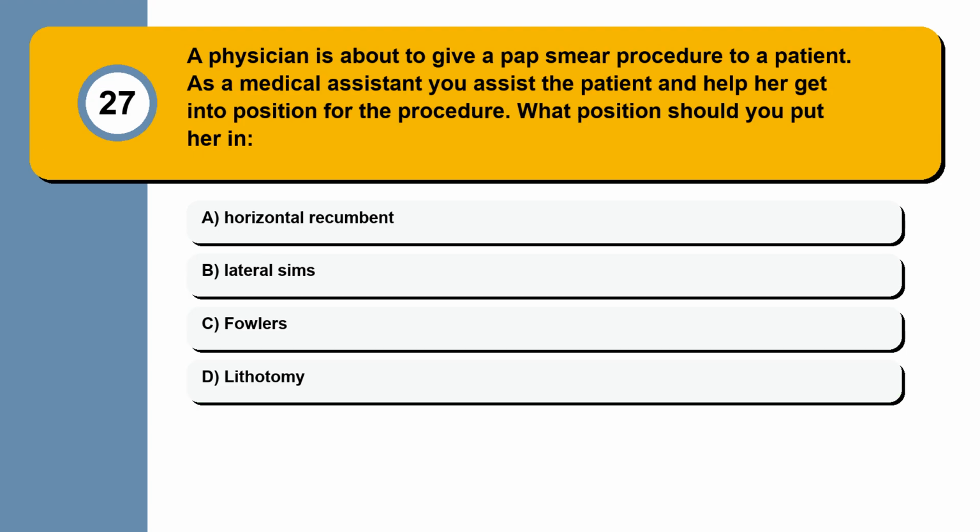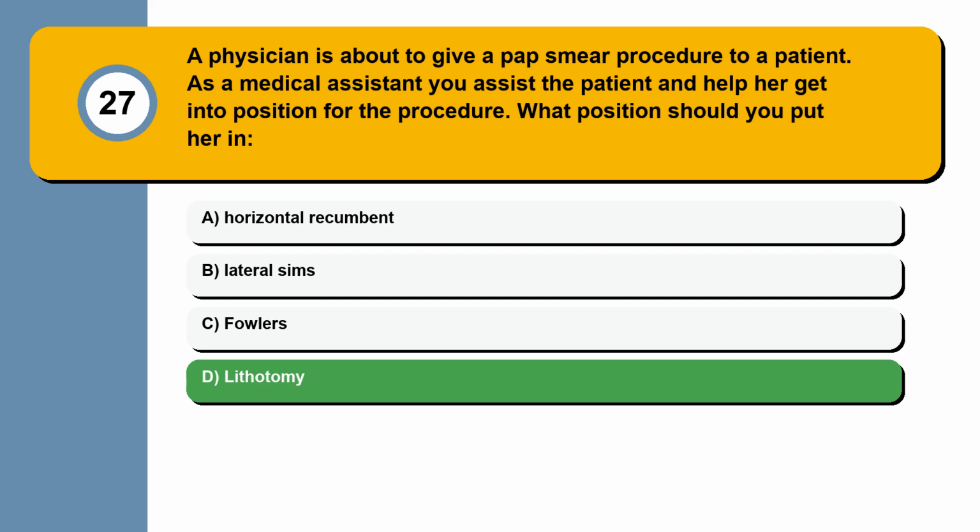Question 27. A physician is about to give a pap smear procedure to a patient. As a medical assistant, you assist the patient and help her get into position for the procedure. What position should you put her in? Here are your options. Option A. Horizontal recumbent. Option B. Lateral Sims. Option C. Fowler's. Option D. Lithotomy. The correct answer is option D.